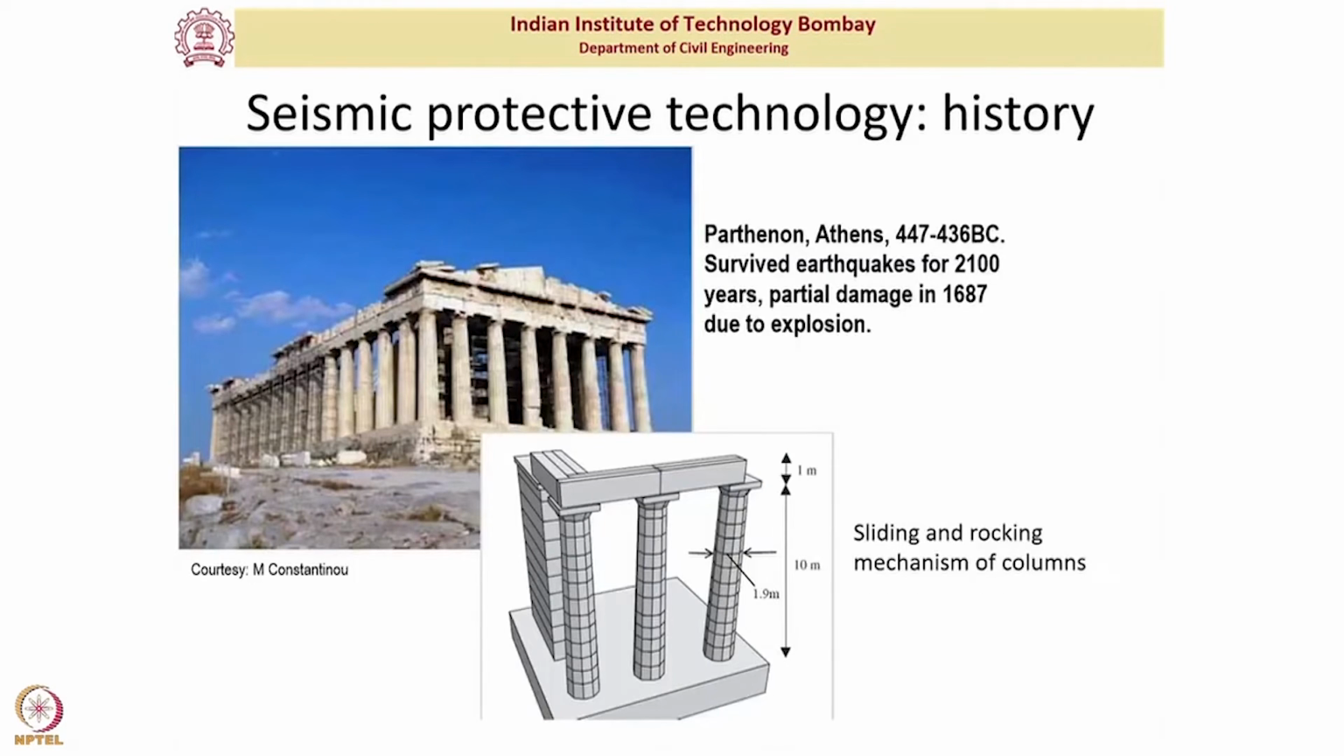Similarly, this is a very famous structure you might have seen in photos, movies, or some other place. This is the Parthenon in Athens. It has survived earthquakes for 2100 years, and when it was finally damaged, it wasn't damaged due to an earthquake, it was damaged due to an explosion. As you know, Greece is a very seismically active region. There are a lot of earthquakes, and over 2100 years it has still survived.